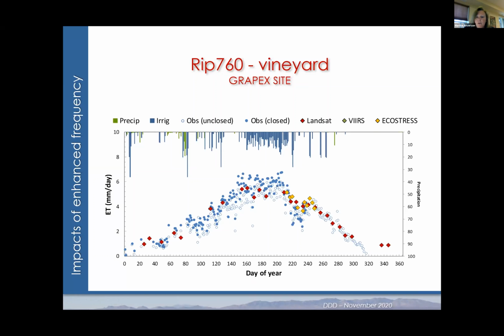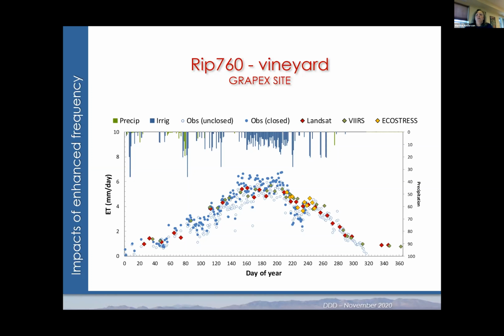Now, ECOSTRESS was launched in June, kind of mid-year. We have usable data from about July to September in 2018. And in this case, it really helped to better define the dip in ET that occurs right around the veraison period where they're curtailing the irrigation amounts to inhibit the vegetation growth and concentrate more on berry development.